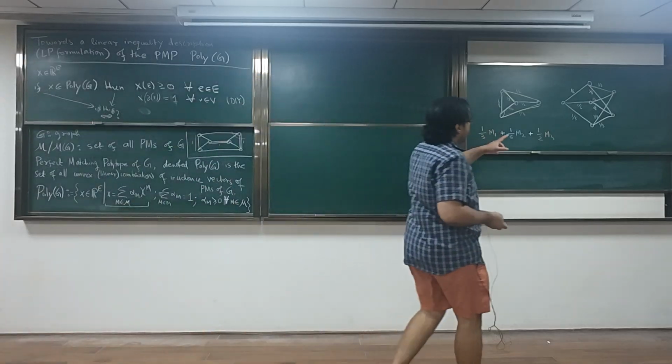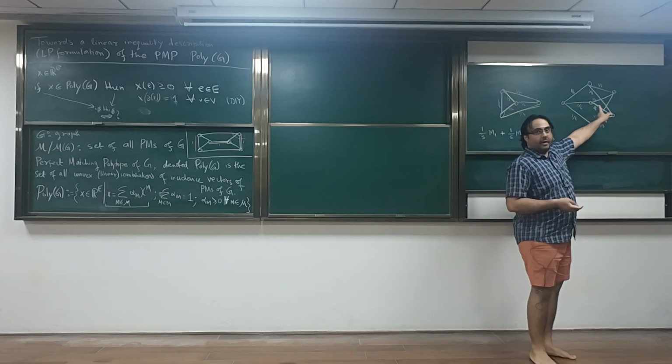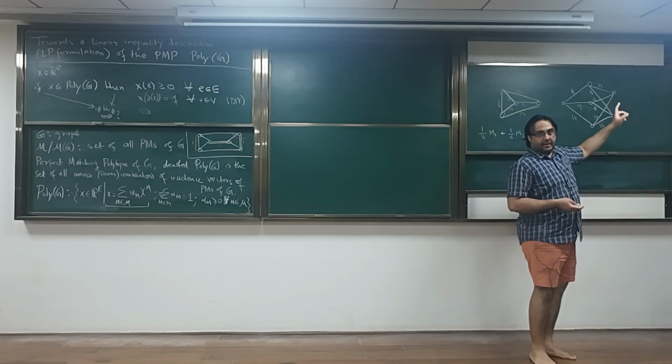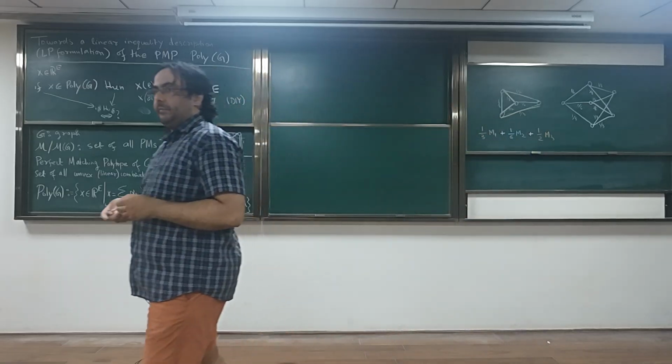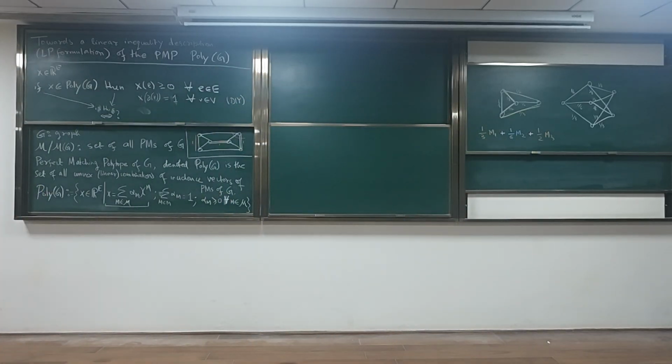And this is also in the perfect matching polytope of this graph. This graph is K33. But if you are trying using 3 perfect matchings, I have a feeling that it may not work. K33 has more than 3 perfect matchings. Anybody has any idea how many perfect matchings K33 has? Each edge belongs to how many perfect matchings? In K33? 2. Therefore, there are how many perfect matchings? 6. Right? There are 6 perfect matchings.